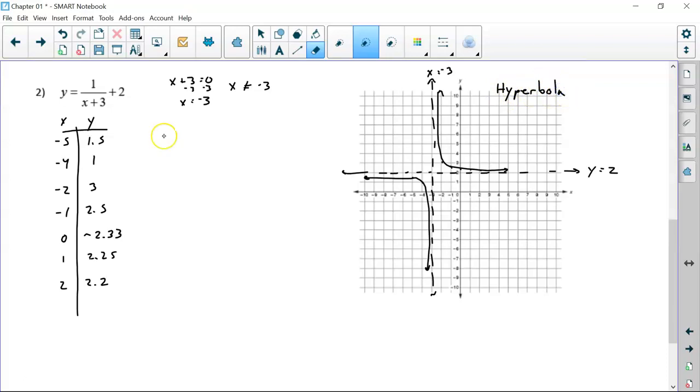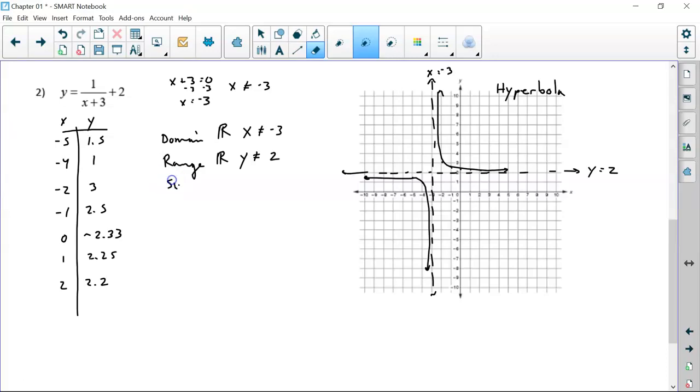So our domain, we can use any input we want as long as it's not negative 3. So all real numbers, x does not equal negative 3. Our range, we can have any output as long as it's not 2. So all real numbers, y does not equal 2.